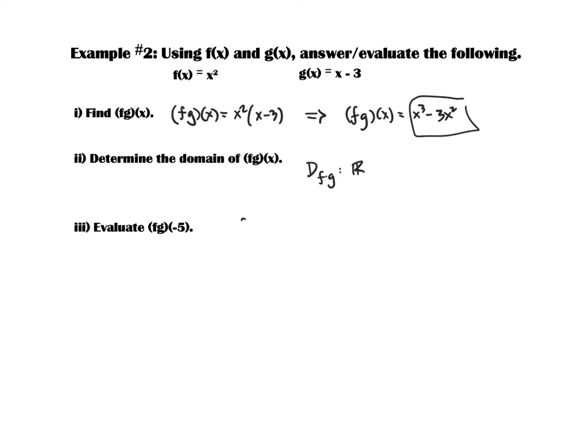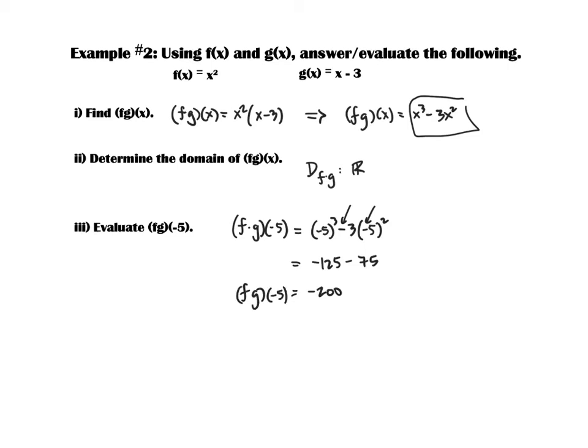Evaluate f times g of -5. That would be -5 cubed minus 3 times -5 squared. That's going to be -125 minus 75. When I square this negative, it becomes positive. Therefore, that negative stays there. And it looks like I'm going to get a -200. So that's f times g of -5.